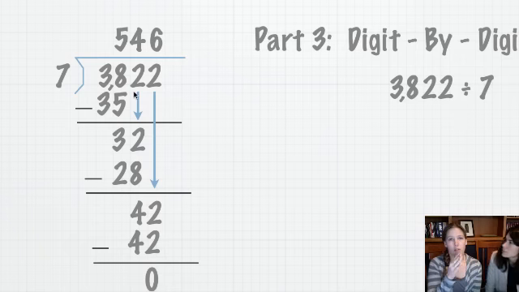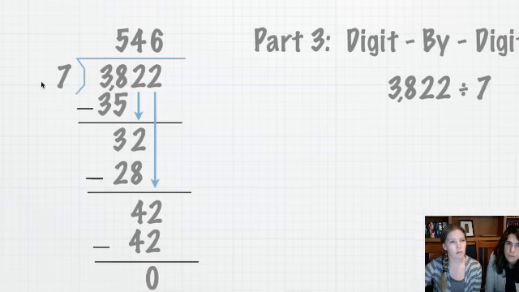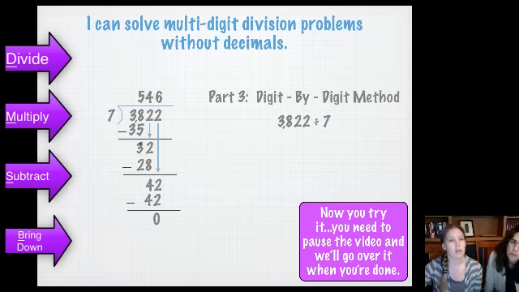This one is just, instead of looking at the numbers all together, you're just taking them one digit at a time. So it's up to you. And I don't know if you noticed the pattern, but we always divided, then multiplied, subtracted, and brought down.